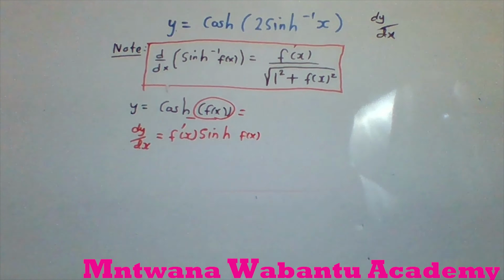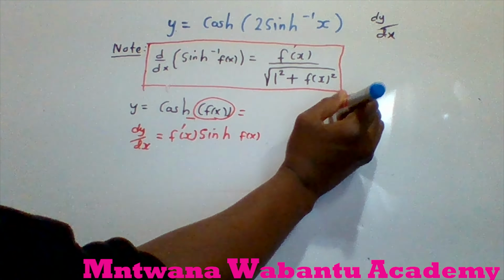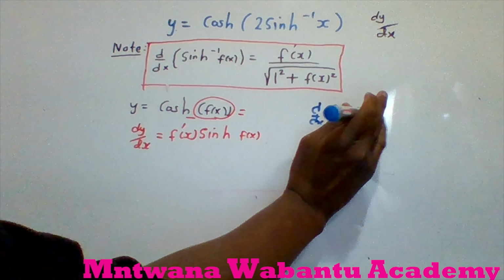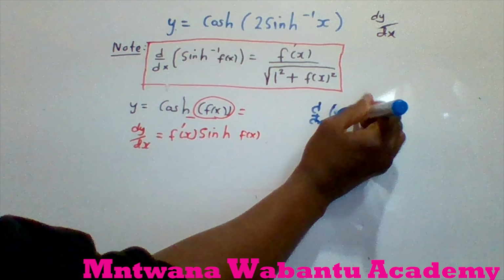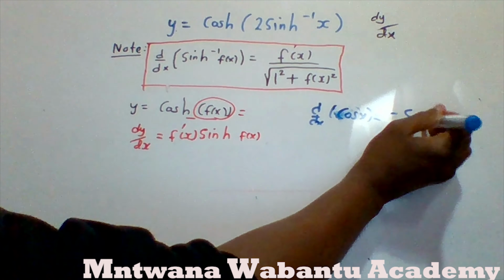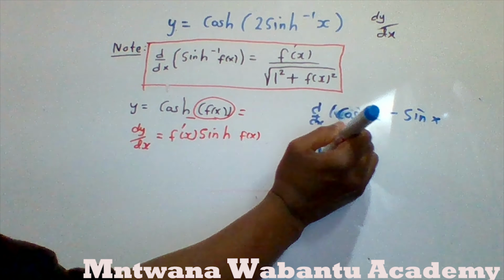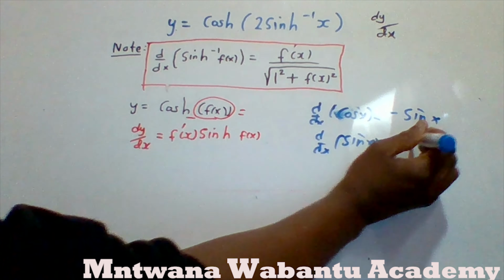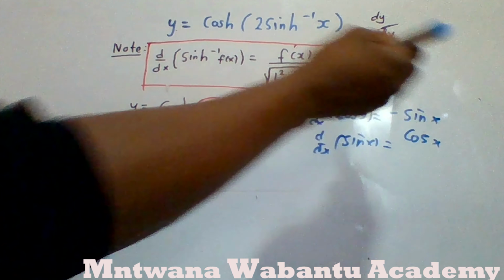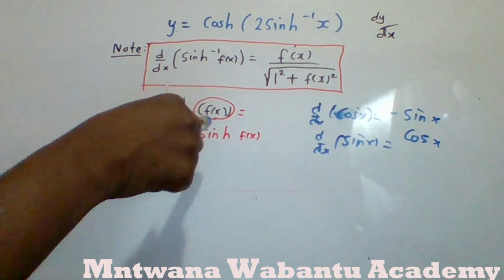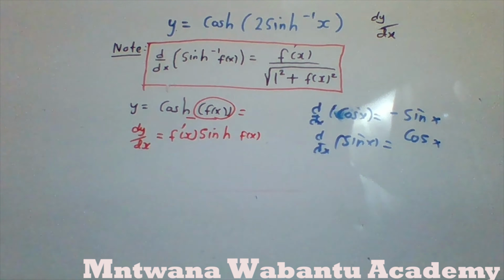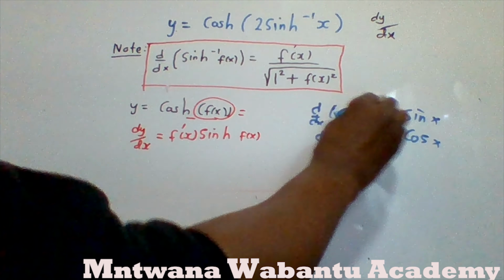For sinh and cosh in hyperbolic, there's no negative or positive like when you differentiate trigonometric functions. In trigonometry, if you differentiate a normal cos, you get negative sine of x, and when you differentiate sine, you get cos of x. So it has a negative and a positive. But for hyperbolic, if you differentiate cosh, you get sinh, and if you differentiate sinh, you get cosh. We don't have this negative or positive for hyperbolic.